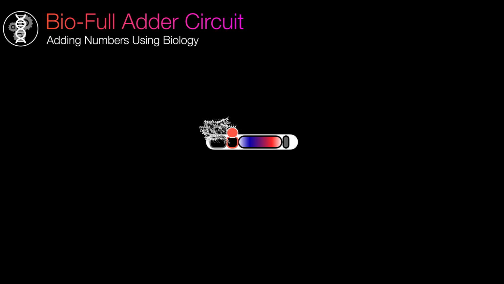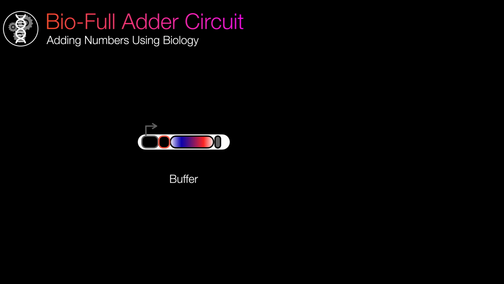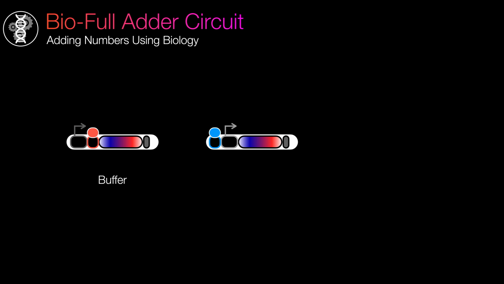First, let's create a sensor using a transcription factor that blocks transcription until a specific input chemical is detected. This serves as the basic buffer you've often seen in logic diagrams, allowing us to receive the input of the system. Next up, we can craft a NOT gate using a similar approach, but this time, the transcription factor enhances transcription instead of blocking it.